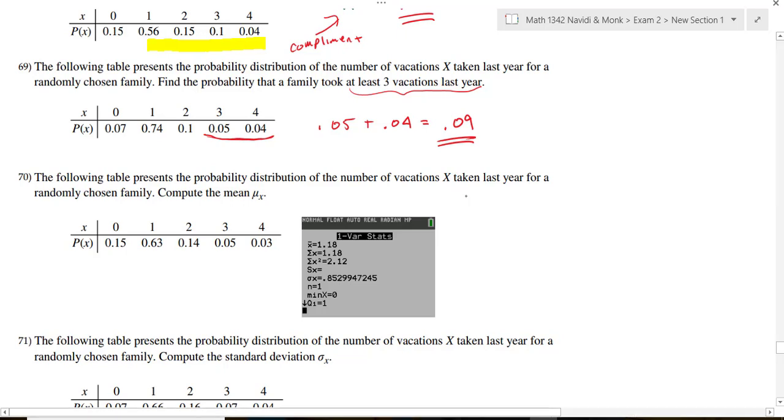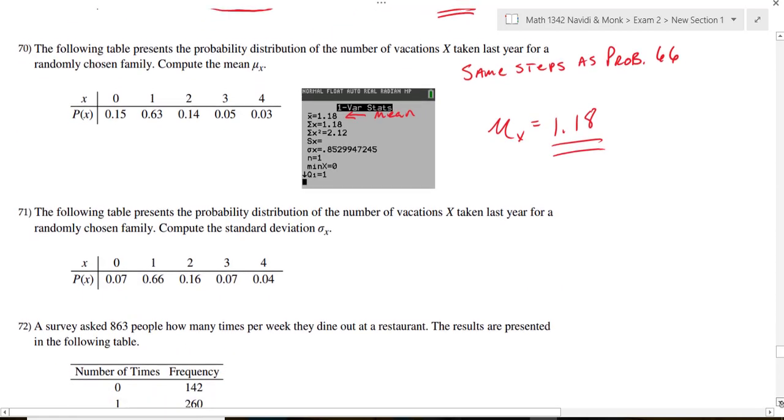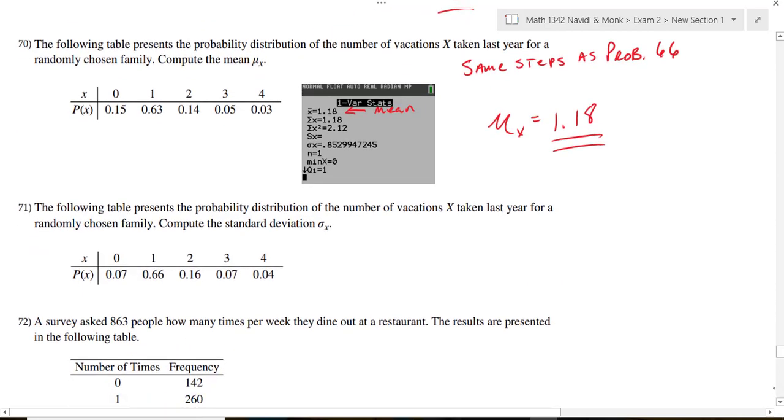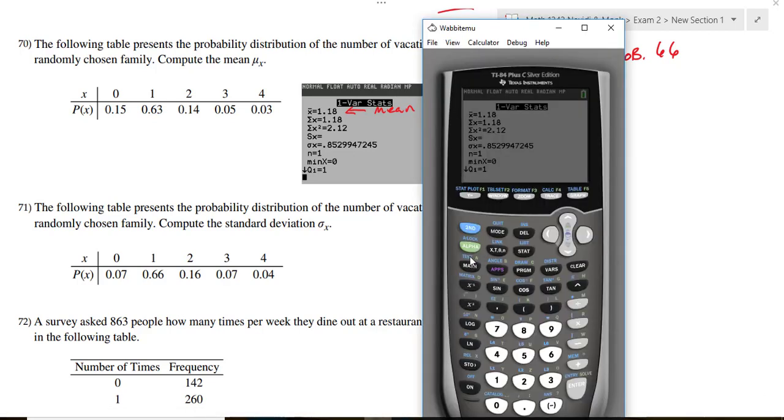Number 71. The following table presents the probability distribution for the number of vacations X taken last year for a randomly chosen family. Compute the standard deviation. Too bad these numbers didn't stay the same. I could have used the same output. But to find the standard deviation, it's go through the same process, but I'm now going to have to change the data in list 2 because the probabilities are different for this problem.